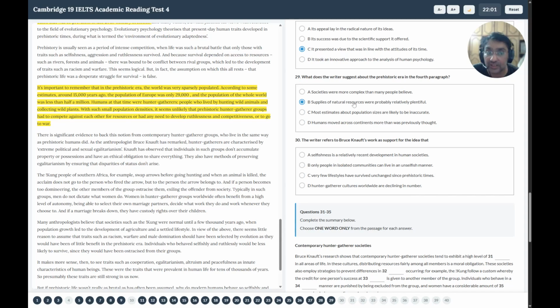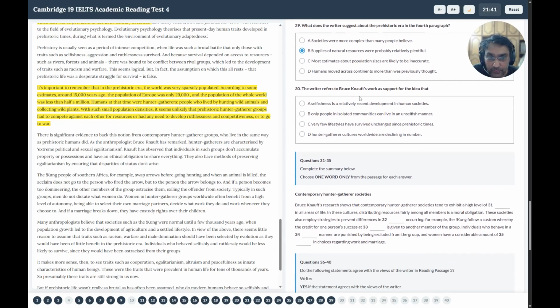Supplies of natural resources were probably relatively plentiful, and the main reason for that is that he's stating that it was unlikely that prehistoric hunter-gatherer groups had to compete against each other for the resources or had any need to develop ruthlessness and competitiveness or to go to war.